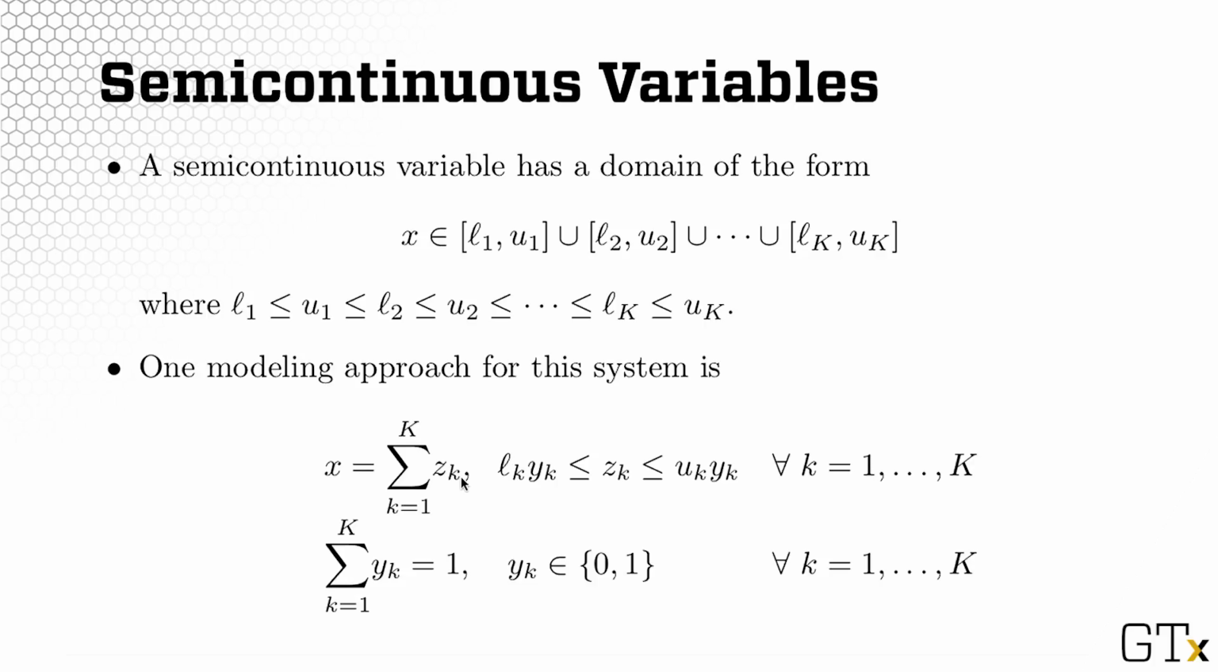So let's just do an example to be thorough here. I want to say x is between 1 and 3, let's say, and between, let's say, 8 and 10. So how do I do that?